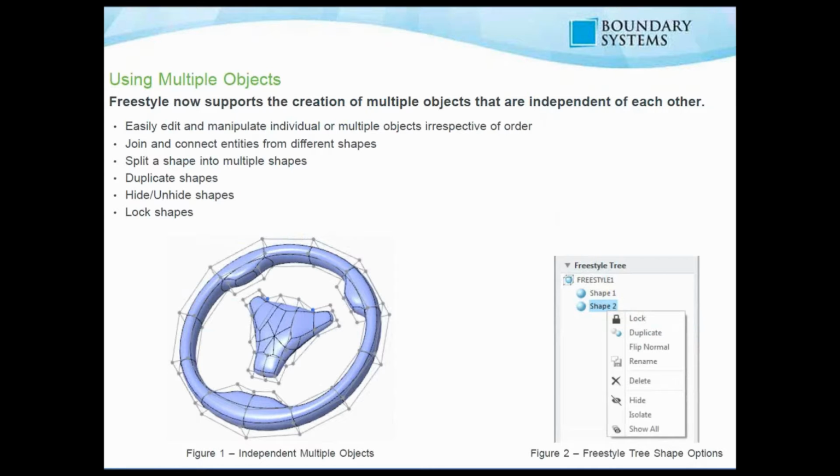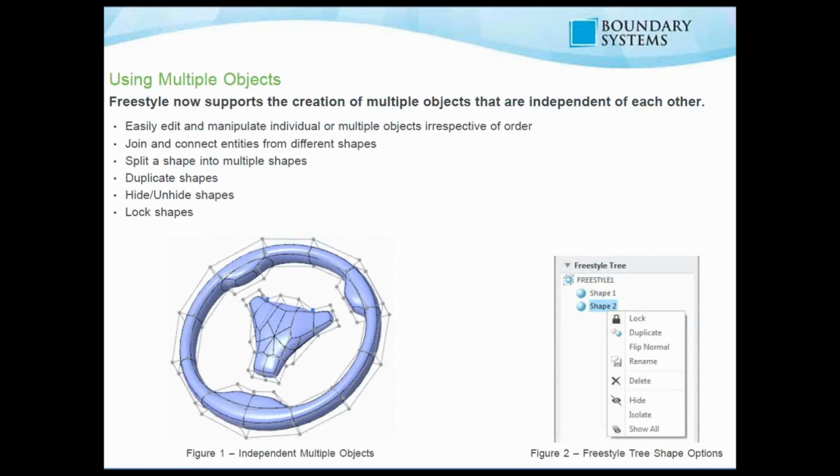Okay, so let's go over some of the new surfacing technology built into Creo 4. Freestyle now supports the creation of multiple objects that are independent of each other. So you have the ability to divide a Freestyle object and work with each object independently, then connect or join those objects at a later time.